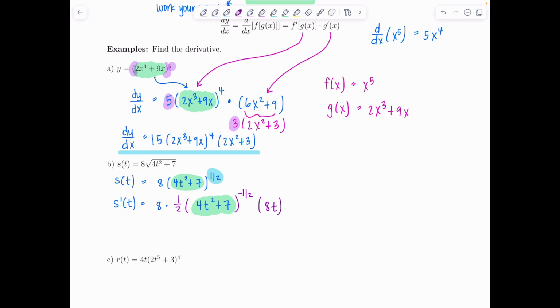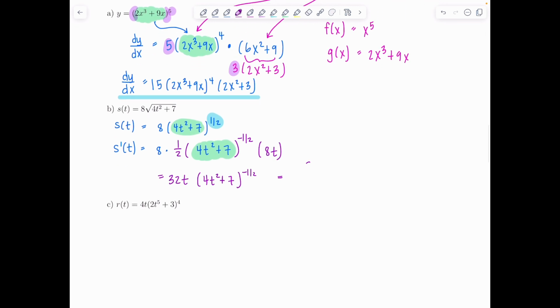Now let's see, can we clean up? This is 4 times 8t, that's 32t, times (4t squared plus 7) to the negative 1/2. And then why don't we rewrite that negative 1/2 in the denominator as a radical? So we can leave our final answer as 32t over the square root of 4t squared plus 7. Beautiful.